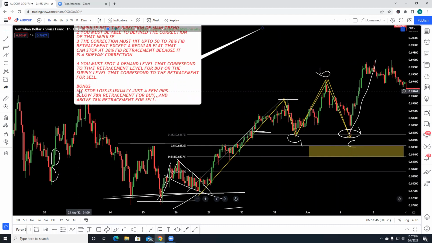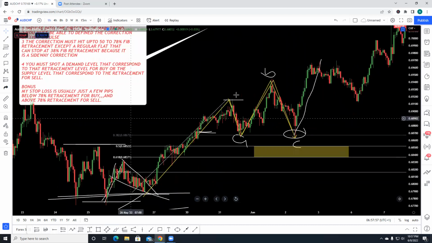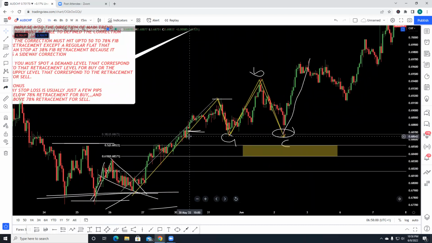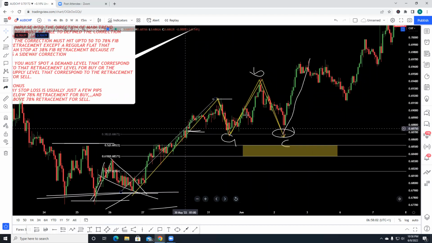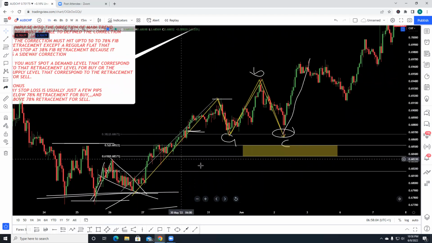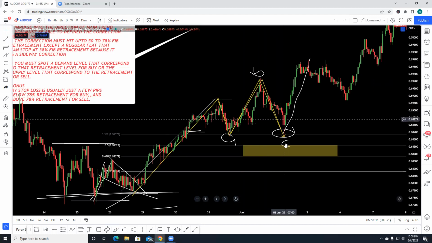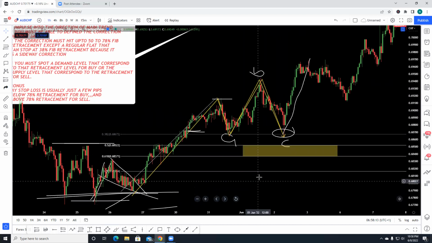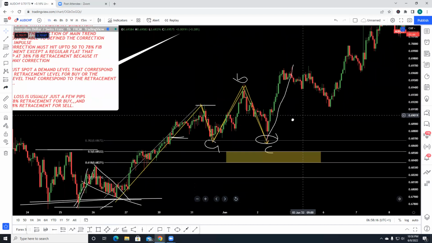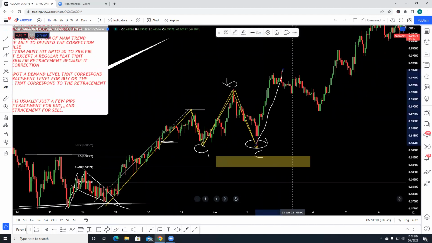Okay. Number 4, my stop loss is usually just a few pips below 78% retracement for buy and above 78% retracement for sell. So if we had seen a demand level here, we would have put our stop loss just below 78% retracement. That is the ideal thing to do. The reason is that in case this one decides to still come to 61.8, you are safe at 78% retracement. Okay, let's move to the next example.